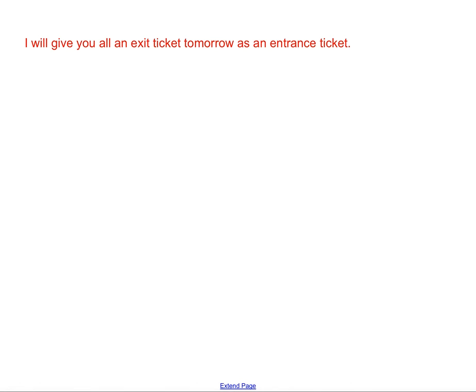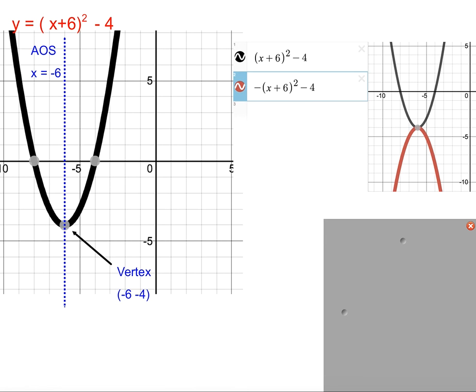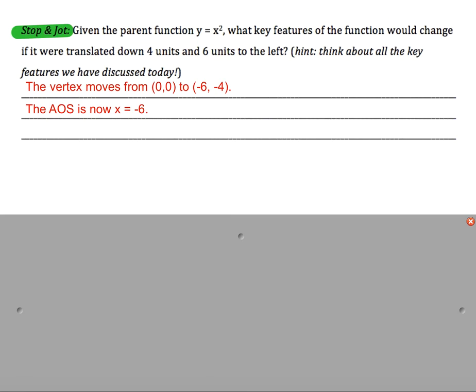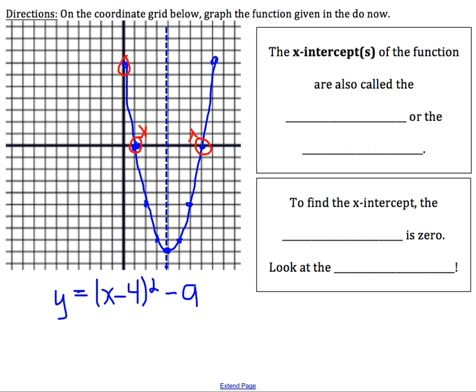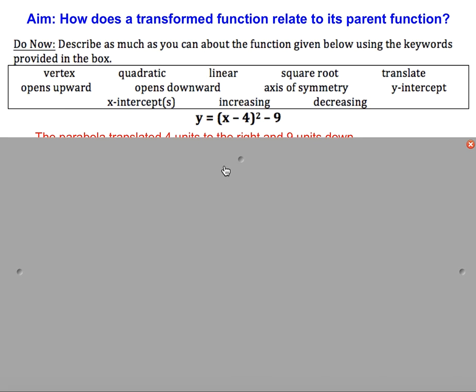Okay, so tomorrow I'm going to give you an exit ticket, which will actually be an entrance ticket. I would have given it to you today. So make sure you go back and you review all these properties and make a connection between how a graph translates left, right, up, down, and the connection it has with the vertex. Okay, so go back and study all of this material, and I will see you tomorrow.